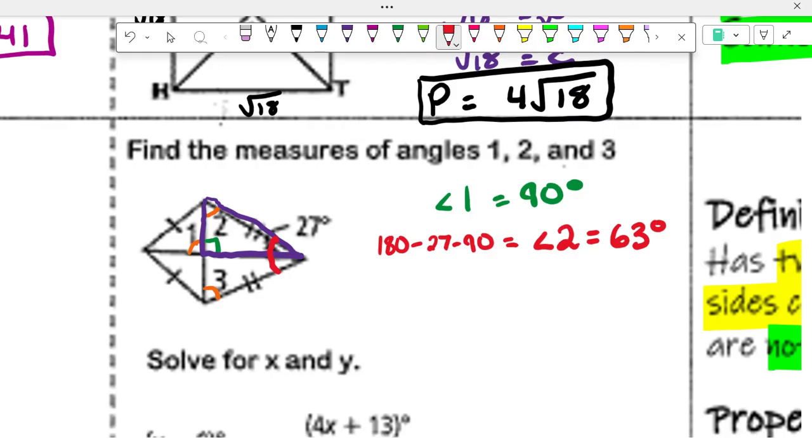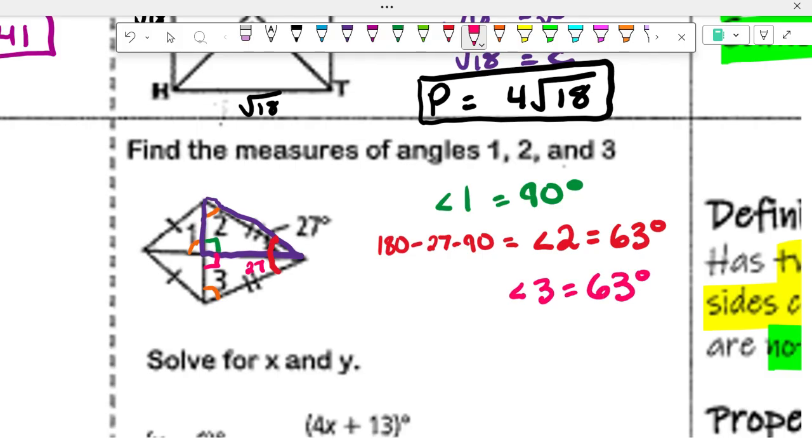Well, what happens with that diagonal to that big angle? So this diagonal, the long one, what does it do to that red angle? It cuts it in half. It bisects it. So wouldn't this also be 27? So we could find it the same way. 90 degrees, subtract it from 180 and 27, so that would be 63.